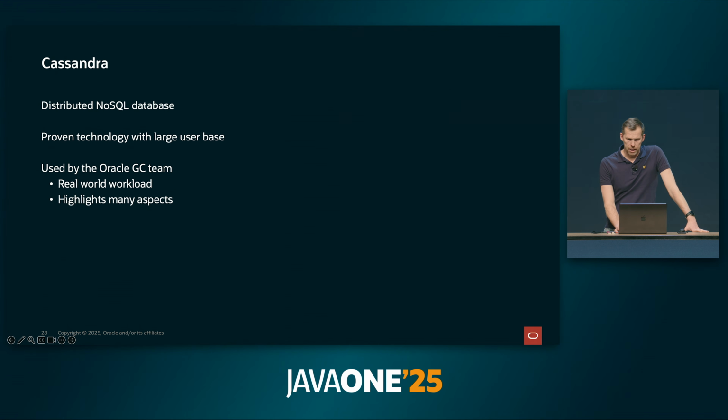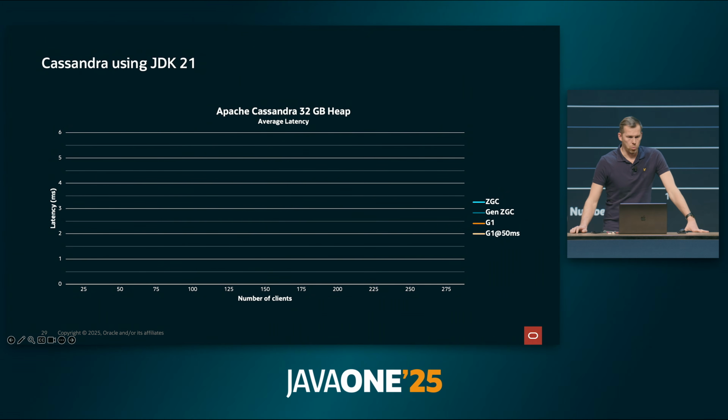So I have two charts here that I want to share. We're looking at Cassandra using JDK 21 here. So now we're not comparing different releases, but looking at the actual performance using Cassandra. We're using a 32 gigabyte heap, or slightly smaller than 32 gigabytes, to allow Java to use compressed oops. On the y-axis, we're looking at the application latency, and on the x-axis, we have the number of clients. So we're increasing the clients and seeing how that affects the average latency.